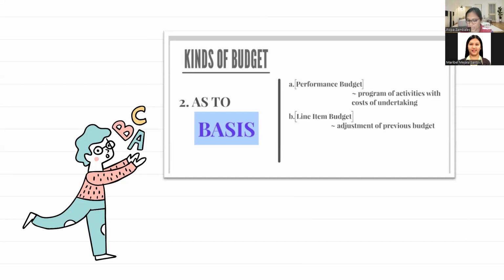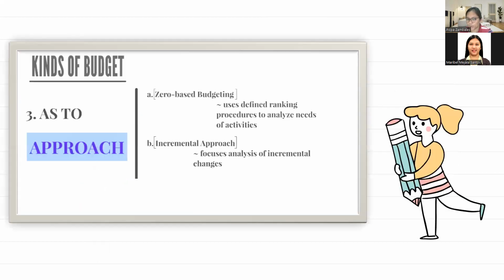Okay. Next type is as to approach. So meron tayong zero-based budgeting and incremental approach. So when we say zero-based budgeting, a process which requires systematic consideration of all programs, projects, and activities with the use of defined ranking positions. In this approach, activities are analyzed and presented in decision package or key budgetary inclusions.